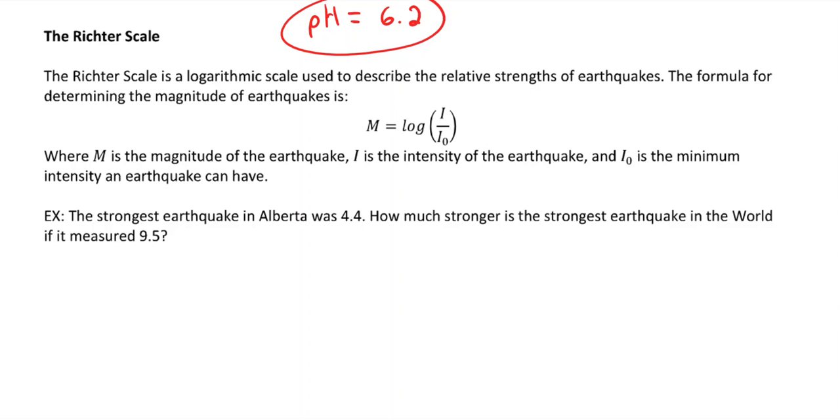All right, so the Richter scale is measuring earthquakes. When you think of the Richter scale, that's measuring the magnitude of an earthquake. So it's a logarithmic scale used to describe the relative strengths of earthquakes. The formula for determining the magnitude of earthquakes is this: the magnitude, M, is equal to log of I, the intensity of the earthquake, over I-naught, which is called the baseline intensity or the minimum intensity of an earthquake.